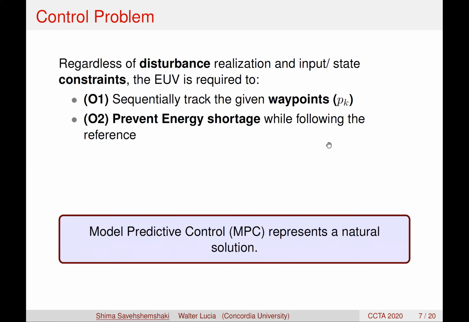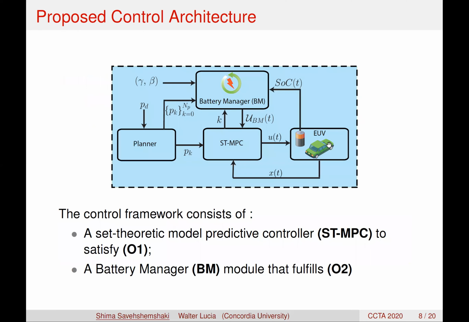So we find the model predictive control represents a natural solution. So we propose a novel control architecture, which is presented in this figure. This control framework consists of two main units. The first one is a set-theoretic model predictive controller to satisfy the first objective, which is sequentially tracking the waypoints. And the other unit is a battery manager module that fulfills the second objective, which is preventing energy shortage.